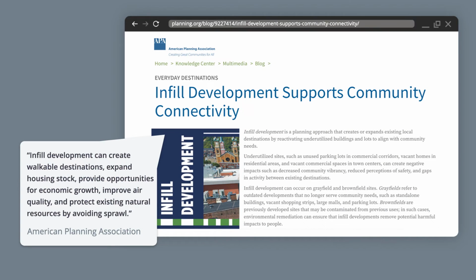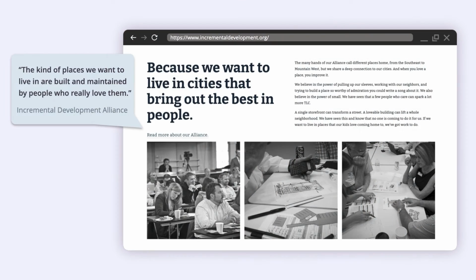And APA, the American Planning Association, talks about how infill development can support community connectivity, can create walkable destinations, expand housing stock, provide opportunities for economic growth, improve air quality, improve water quality, protect existing natural resources by avoiding sprawl. These are all the things that we try to adhere to as planners. This is what we want for our communities, and incremental development is an essential piece of that. And then there are even organizations like the Incremental Development Alliance that are nonprofit, and they're trying to help train and advocate for why this type of development is important.